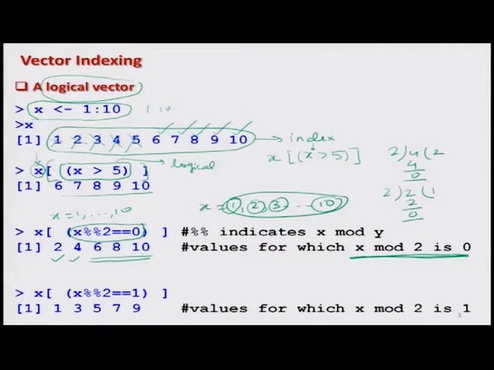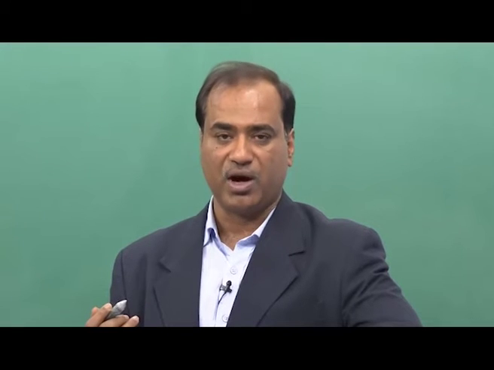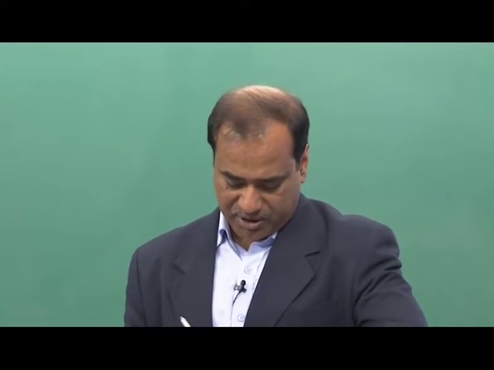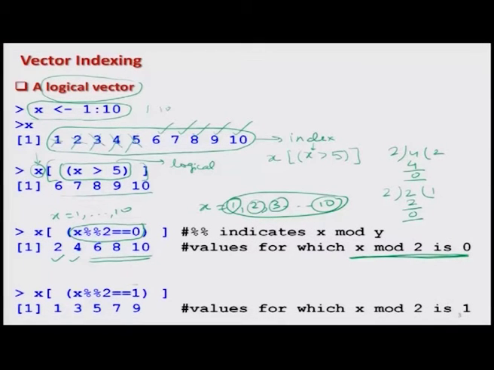Now, similarly, when we are trying to do x modulo 2 over a sequence of 1 to 10, only two types of remainders are possible, either 0 or 1. So, let us see what happens when I make my condition: please give me all the numbers for which x modulo 2 is exactly equal to 1. Please remember one thing, this double equality sign means exactly equal to, and this is a logical operator.